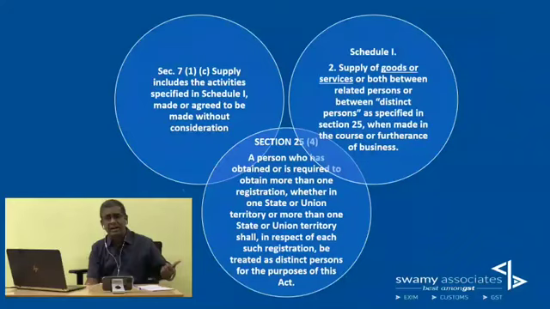So if we go to schedule 1, serial number 2 of schedule 1, it says supply of goods or services. Please note, supply of goods or services or both between related persons or between distinct persons as specified in section 25 when made in the course or in furtherance of business. So two terms are important: related persons, distinct person.